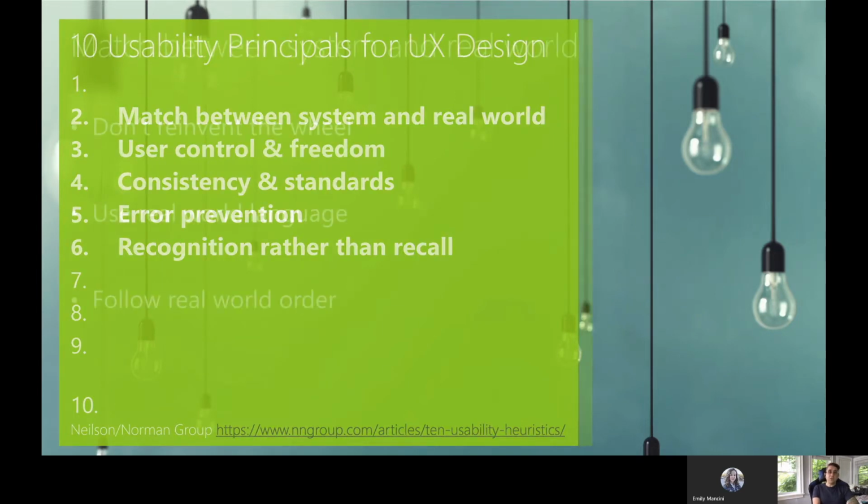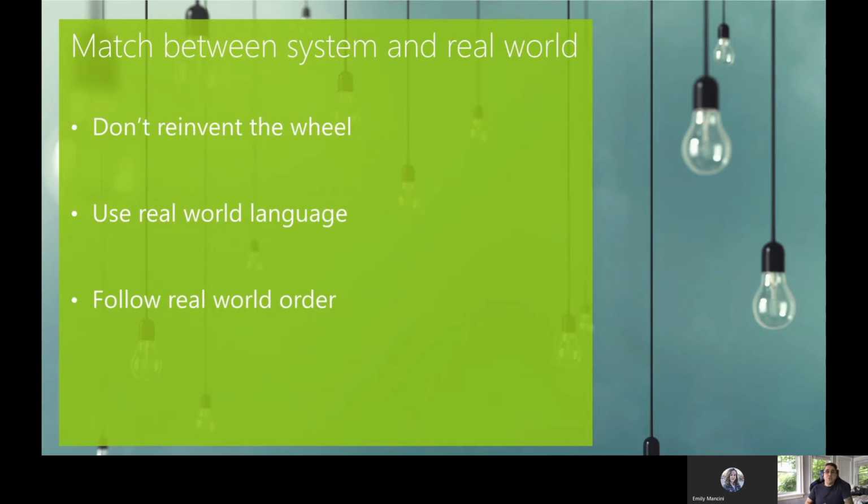So the first one is ensure that you're matching the system and the real world. And what this boils down to for a developer is making sure that you're not reinventing the wheel. Conventions and standards exist for a reason because they're easy to decode and users have come to expect a certain level of functionality. So for instance, the save button on applications didn't become a floppy disk because somebody decided it would be a floppy disk. It sort of evolved as a standard over time.